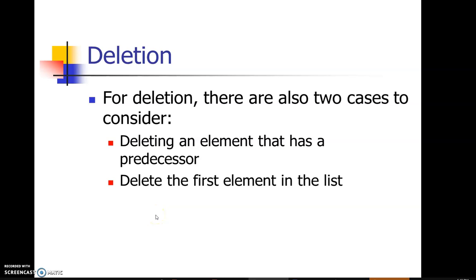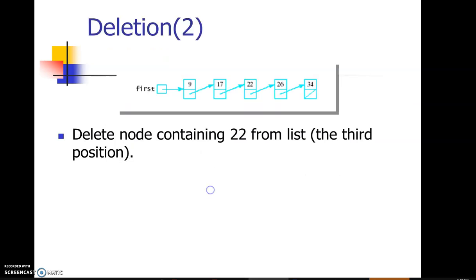Now let us take a look at the deletion. Deletion is the same thing as the insert. There are two cases. The first case is to delete an element that has a predecessor, indicating that we want to delete something inside of the linked list. The special case is that you want to delete the very first item. So it's the same situation as with the insert operation.